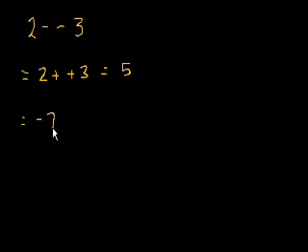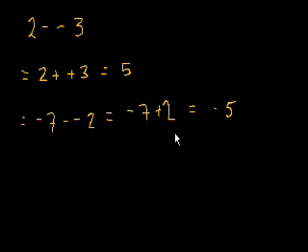Let's do another one. What is negative 7 minus 2? Well, that's the same thing as negative 7 plus negative 2. And remember, we're going to start at negative 7, and we're going to move 2 to the left. So if we move 1 to the left, we go to negative 8, and then we move 2 to the left, we get negative 9. And that makes sense because if it's 2 degrees and it gets 7 degrees colder, it's minus 5.